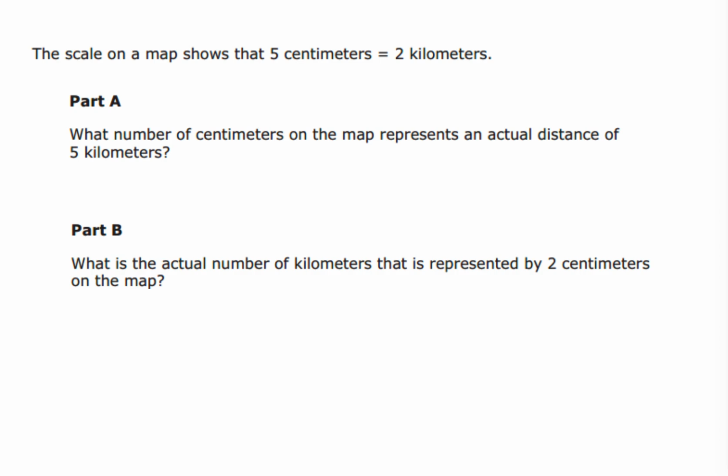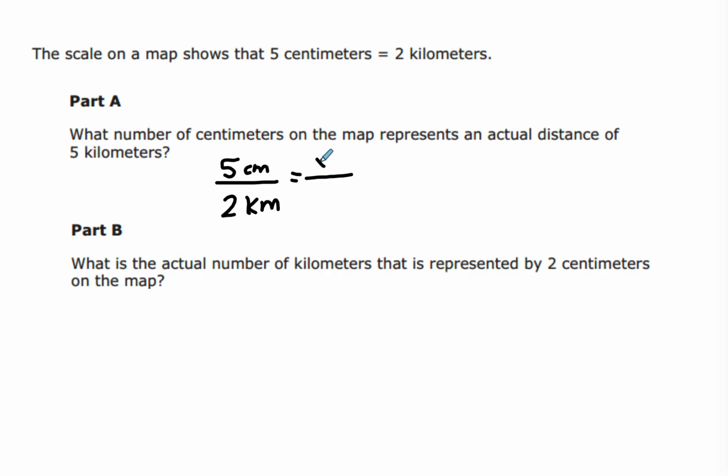A scale on a map shows that 5 centimeters equals 2 kilometers. Part A, what number of centimeters on the map represents an actual distance of 5 kilometers? Okay, we're going to use a proportion to help us with this one. 5 centimeters equals 2 kilometers. That's going to be my first half. This is my scale. Scale has two different labels, and it's a comparison in simplest form, 5 centimeters to 2 kilometers.